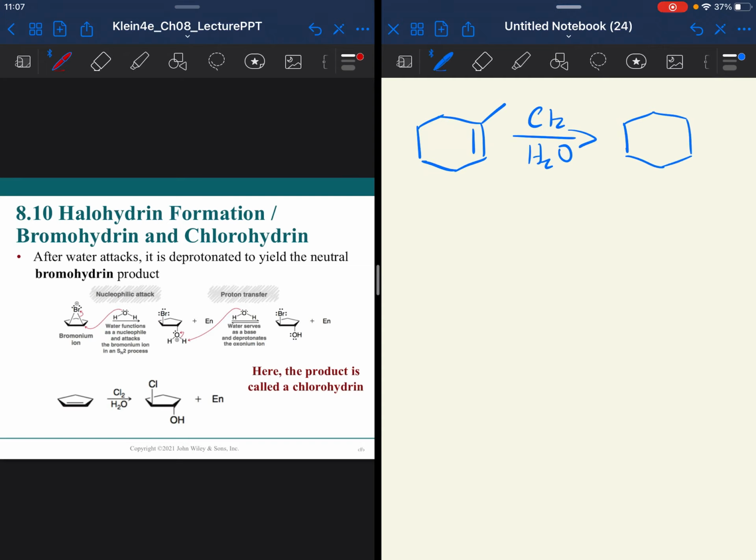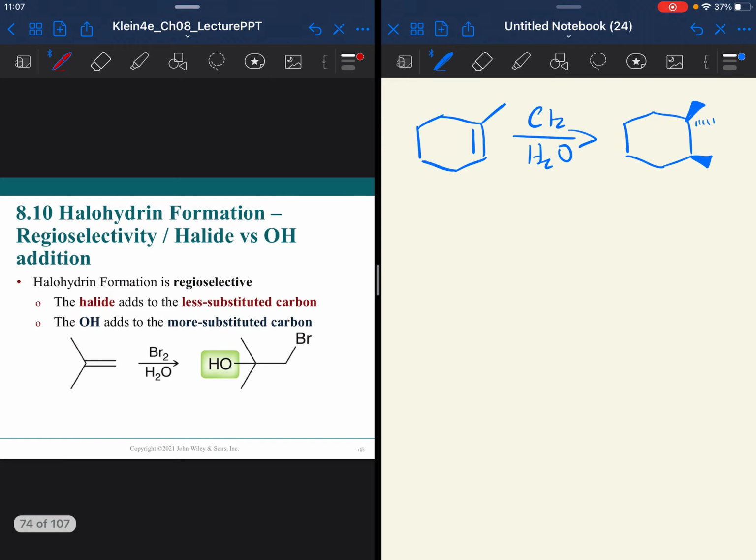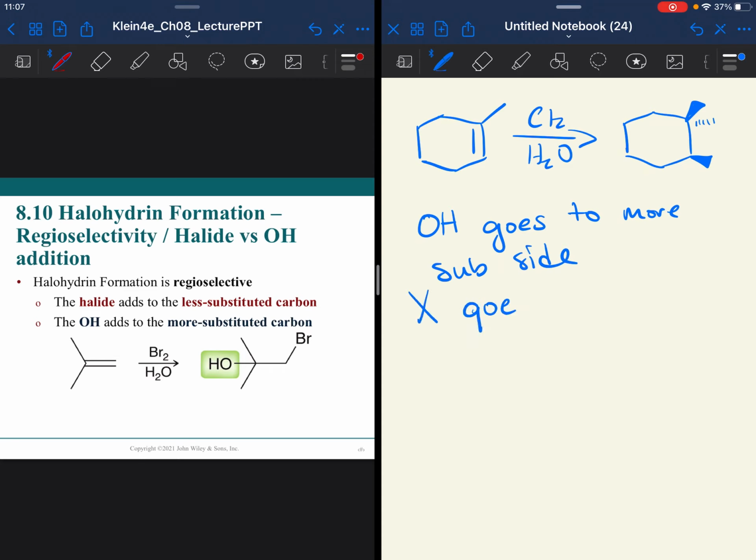We know they'll be on opposite sides of each other because it's anti-addition. So if the methyl is coming towards us, something will be going away, and then whatever's on this side will also be coming towards us. Well, it's important for us to recognize that the OH will go to the more substituted side. The halogen will go to the less substituted side. Why does this happen? So the OH would be up here and the chlorine would be down here.